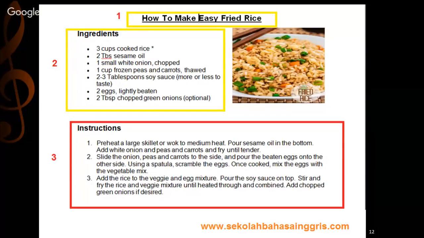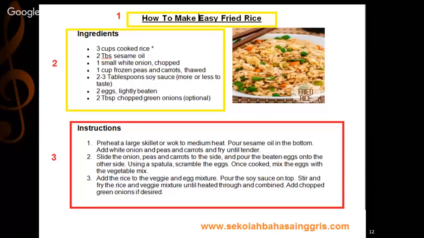A small white onion chopped. 1 cup frozen peas and carrots thawed, 2 to 3 tablespoons soy sauce, 2 eggs lightly beaten, 2 tablespoons chopped green onions, green onions and the spring onions.